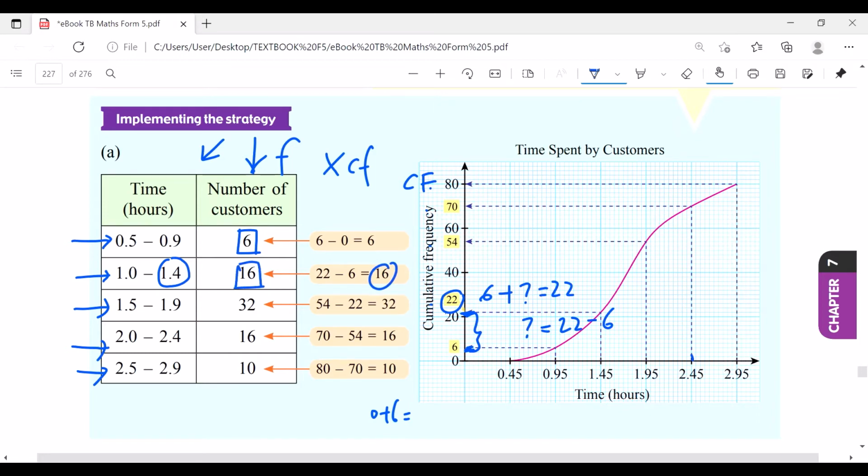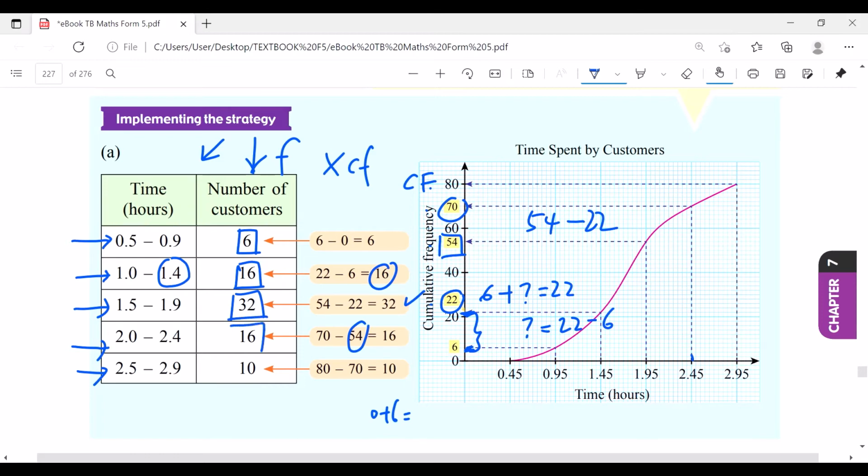Okay, so for the next frequency, you know that it is 54, right? So 54, you have to minus with 22. Yeah, you have to minus with 22. Here you can see. And then 70, you have to minus with 54. Yeah, you get all this value.